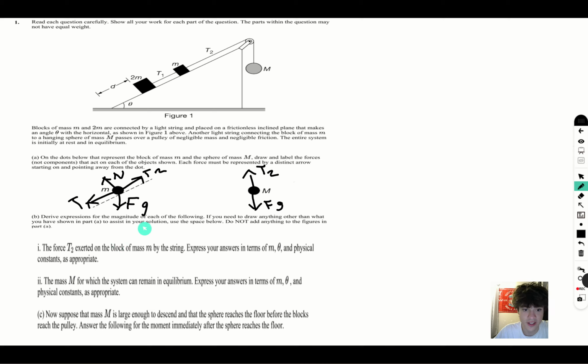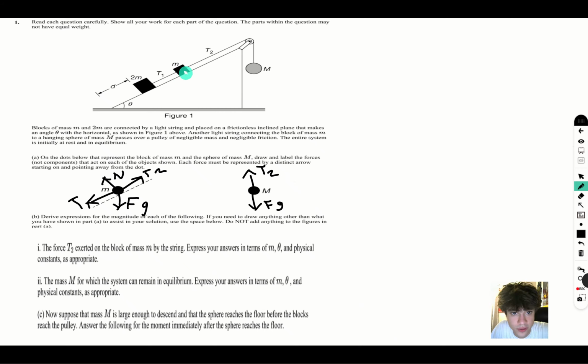Alright guys, so basically the reason that the question makes sure to state this is so you do not draw the components on this free body diagram. The AP graders do not want to see this on your test, and so if you want to add your components, you're going to have to draw a separate free body diagram, one that is not here. So we're going to want to find the magnitude of the force T2 exerted on the block of mass m by the string. So let's set up our force equations.